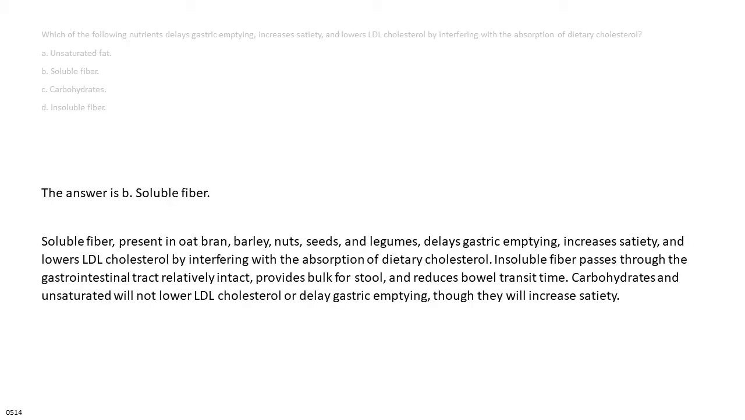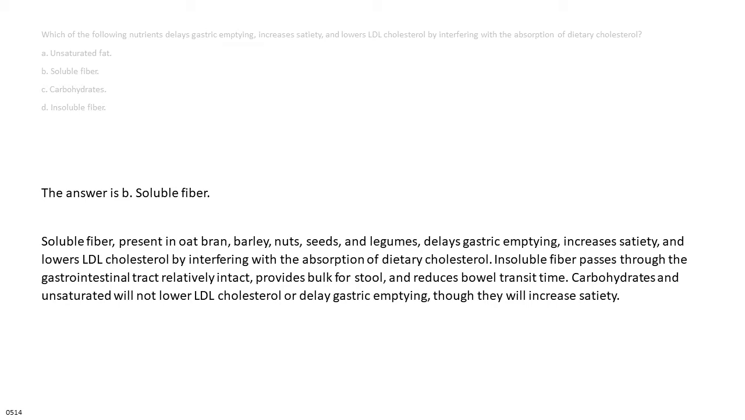The answer is B. Soluble fiber. Soluble fiber, present in oat bran, barley, nuts, seeds, and legumes, delays gastric emptying, increases satiety, and lowers LDL cholesterol by interfering with the absorption of dietary cholesterol.